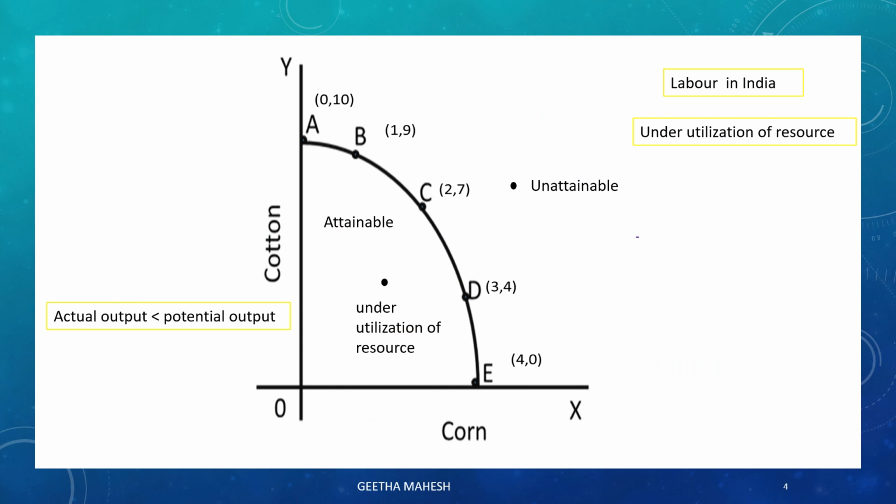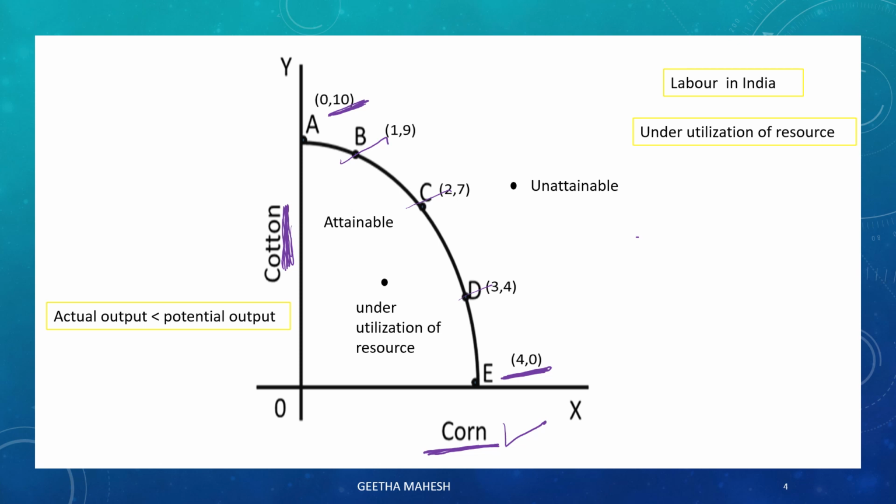Let us understand the production possibility curve with the help of a diagram. On the x-axis corn is measured and on the y-axis cotton is measured. If an economy uses all its resources to produce only corn, then it can produce 4 units of corn. If an economy uses all its resources to produce cotton, then it can produce 10 units of cotton. In other combinations like B, C, D also, it can produce with the available resources.